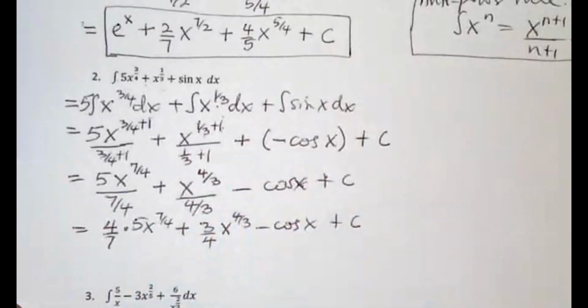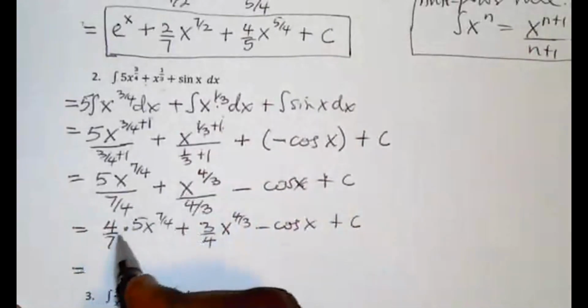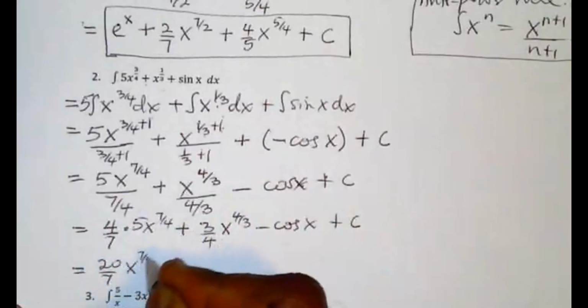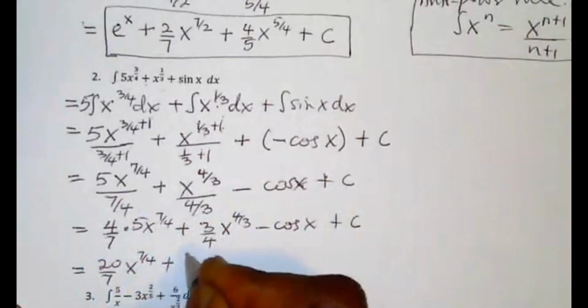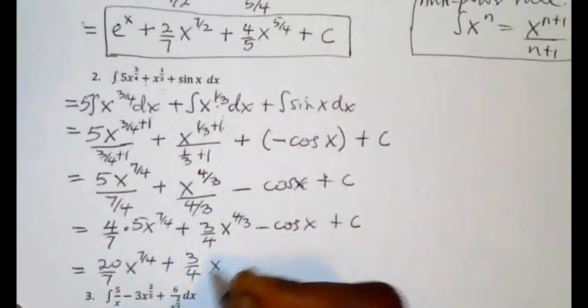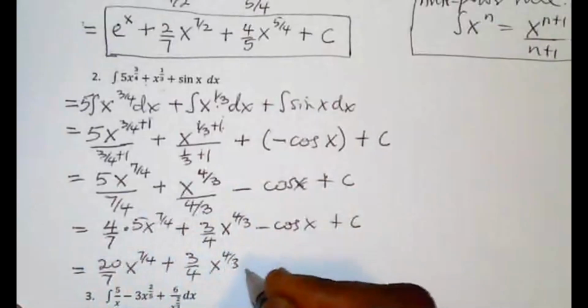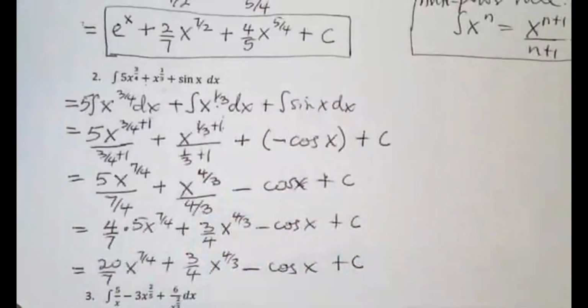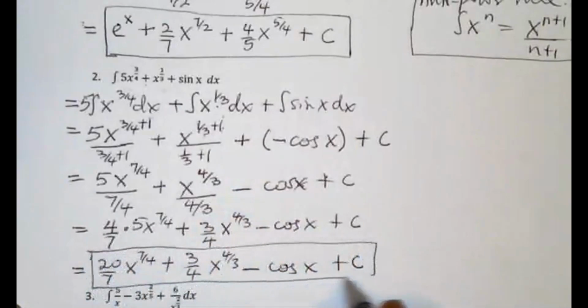So if you simplify this further, what we get, you have 20 over 7 x raised to the power 7 over 4 plus 3 over 4 x to the power 4 over 3 minus cos of x, and then plus the constant c, right? So this is the answer in the simplified form. Right, so for now, don't worry yourself changing this to the radical form. Let's keep it like this for now.